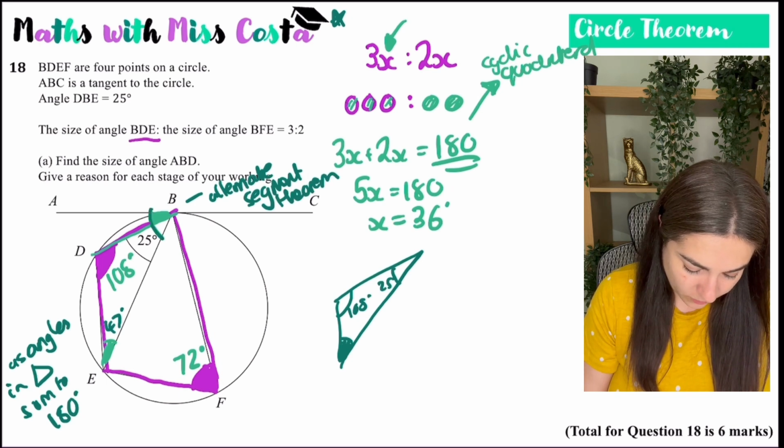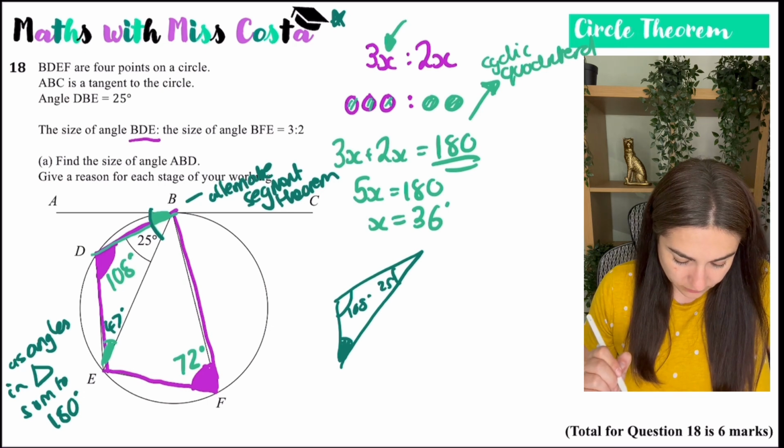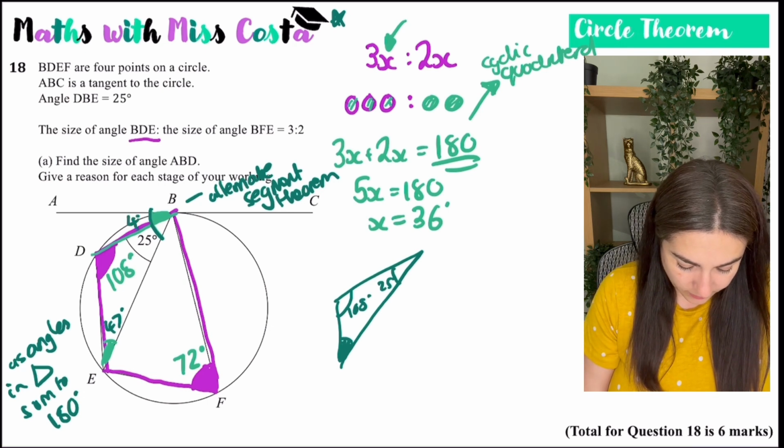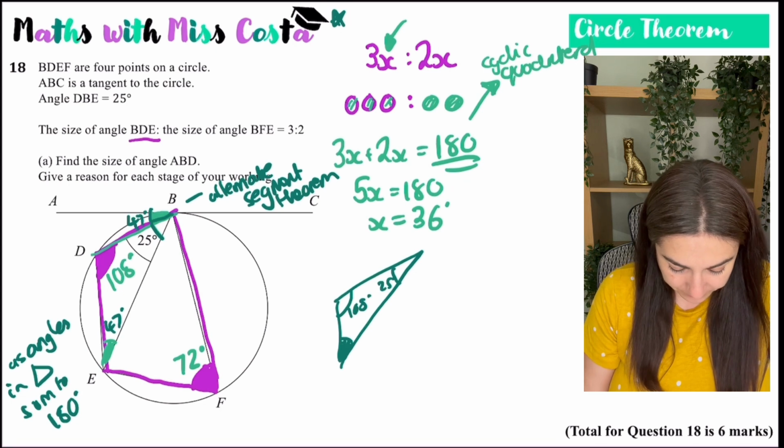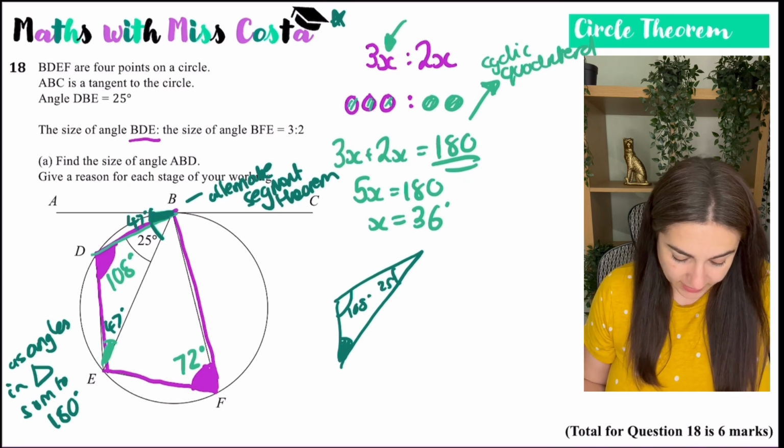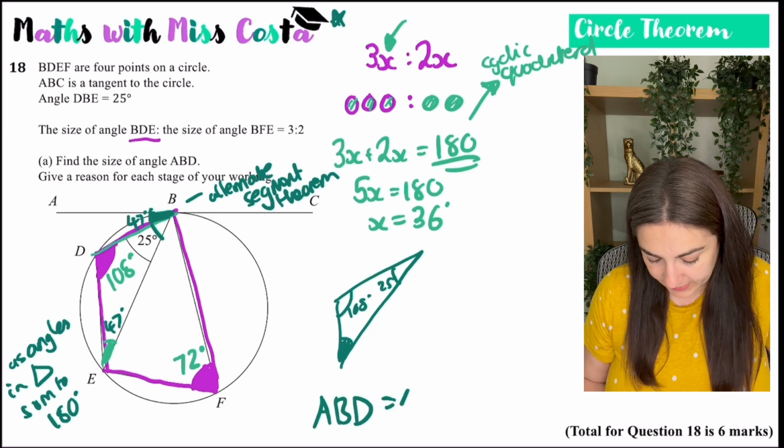So therefore, this little bit here is 47 degrees. And what are we trying to work out? ABD. Okay, so we've worked it out. So ABD is 47 degrees.